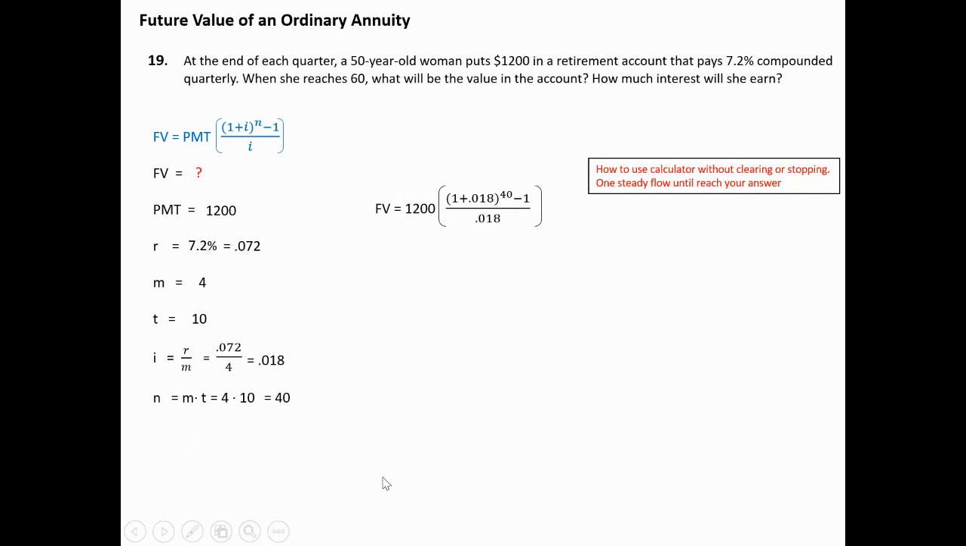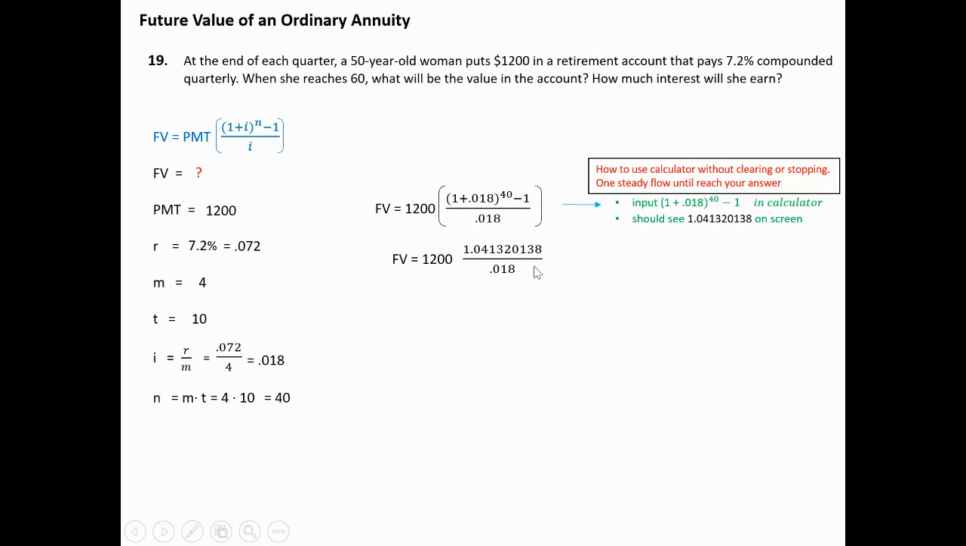We use a calculator. So here, guys, I'm going to show you how to use the calculator without clearing or stopping. One steady flow until you reach your answer. So I'm going to enter what's here on the numerator: parentheses 1 plus 0.018 to the 40th power minus 1 in the calculator. So when you hit enter, this is what you should see, in black, 1.04, 1320, 138.